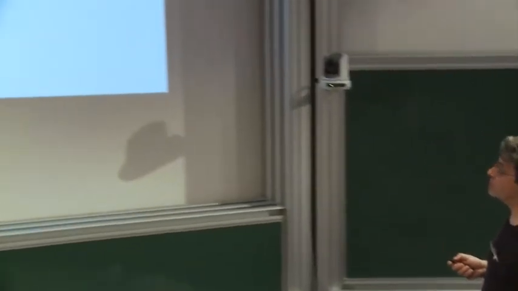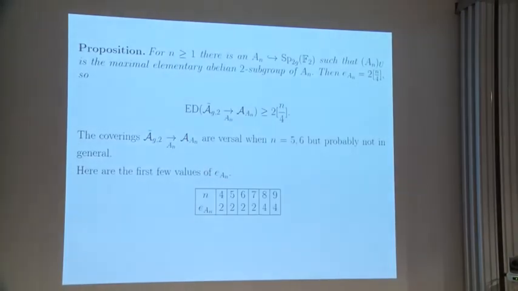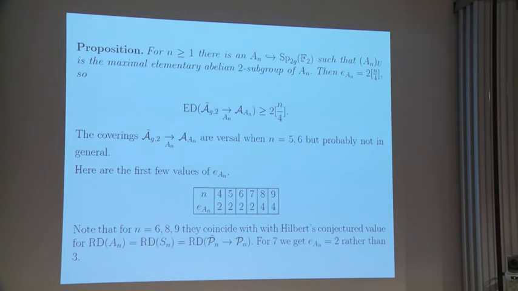And so let's look at the first few values of this EAN. Well, it's a very simple function, so you can write it down here. Okay. And let's compare this with Hilbert's conjectured value for the resolvent degree of this guy. Well, we know for 4 and 5, it actually should be 1, so let's forget about that. And then for the other values, you see that this is nearly the bound that he conjectured for resolvent degree. Namely, for resolvent degree, he conjectured 2, 3, 4, and 4. So only in 7, it's kind of off by 1.